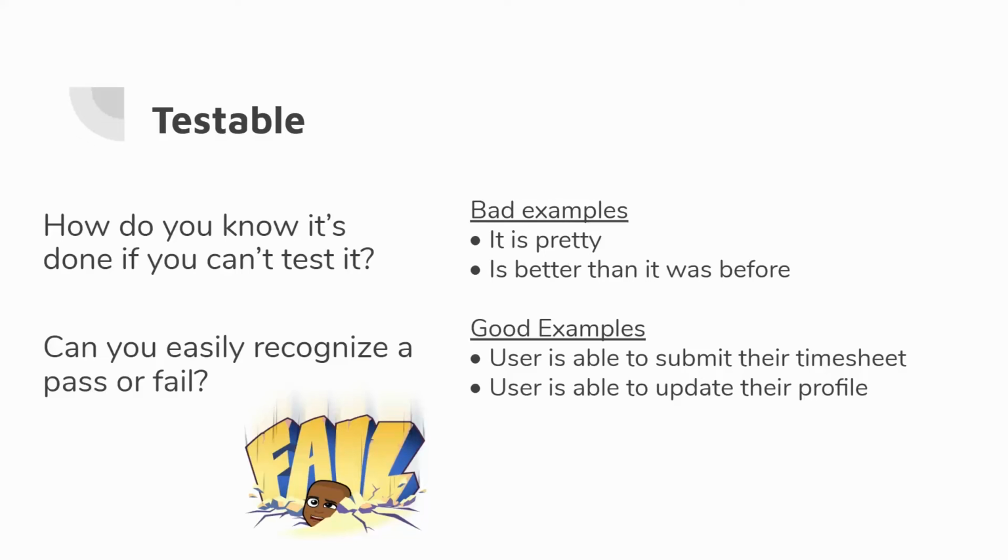Some bad examples of testable acceptance criteria are that it's pretty, which is obviously very subjective, or it's better than it was before, because better is also very subjective. Good examples are a user is able to submit their timesheet, or a user is able to update their profile.